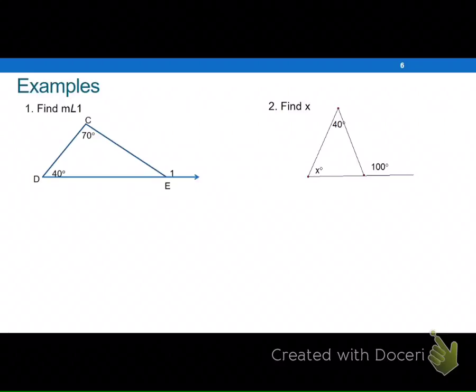Okay, how can I find the measure of angle 1? Ian. You add 40 and 70 together. Good. We know that by the exterior angle theorem, the measure of angle 1 is the measure of angle C plus the measure of angle D, right? So the measure of angle 1 equals 70 plus 40, which is 110.